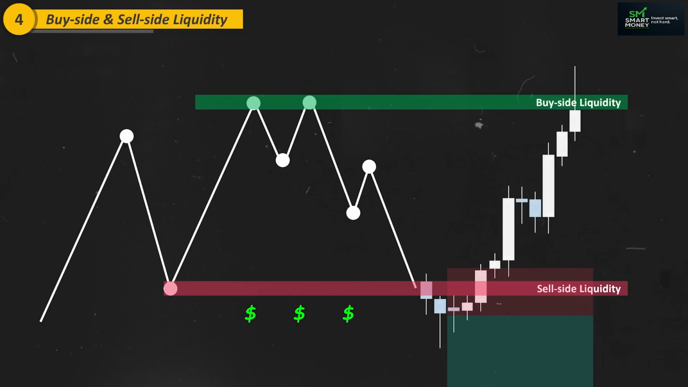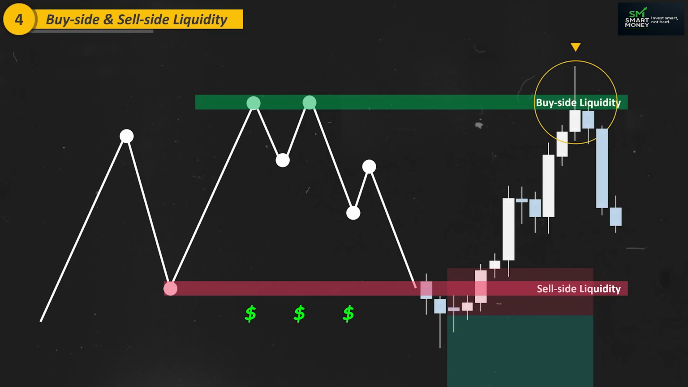The same logic works in reverse for buy-side liquidity. If smart money wants to sell, they need buyers, so they push the price up above a key resistance level, trigger buy stop orders and breakout entries, and then reverse the price downward after collecting enough liquidity.